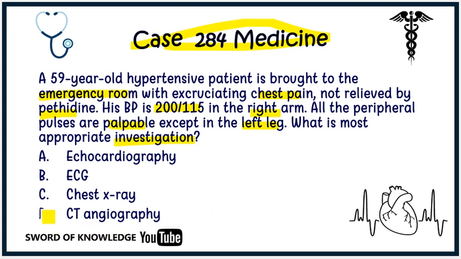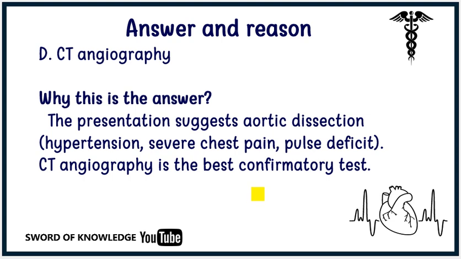Yes, you got it right. The answer is D, CT angiography. Let's discuss why this is the answer. Our answer is D, CT angiography. Why this is the answer? Because the presentation of this patient suggests that the patient has aortic dissection. The patient has hypertension, severe chest pain, and pulse deficit that are classical for aortic dissection.